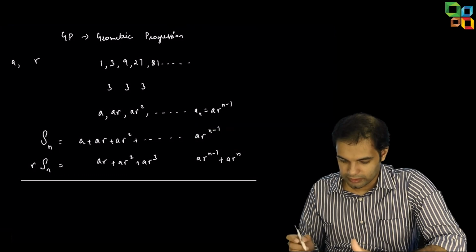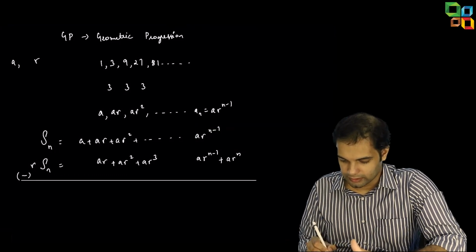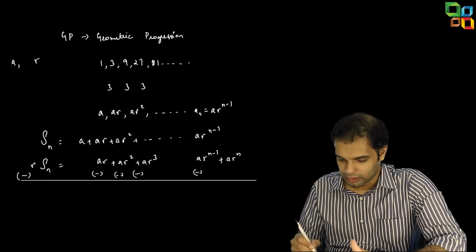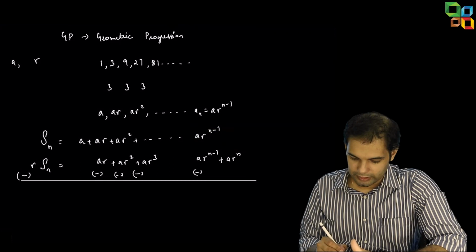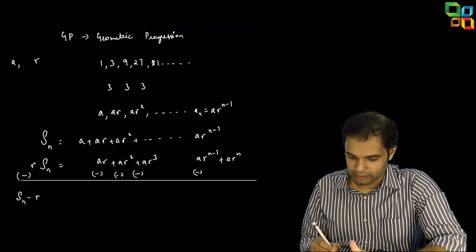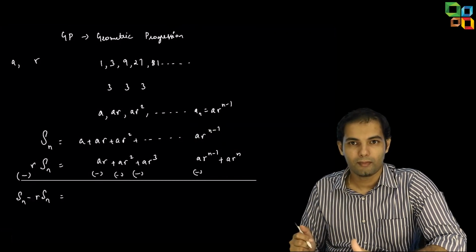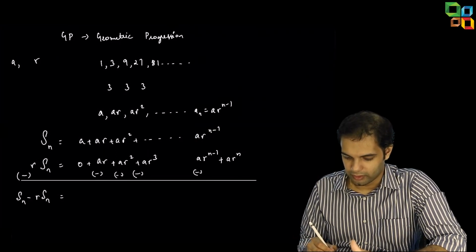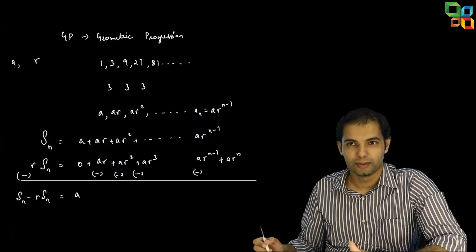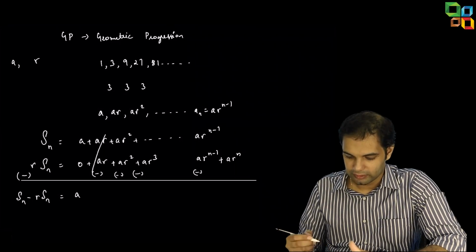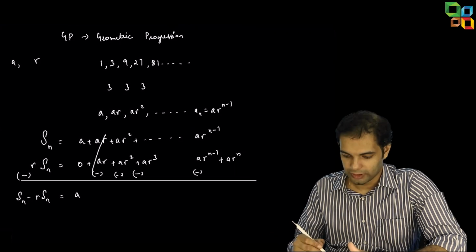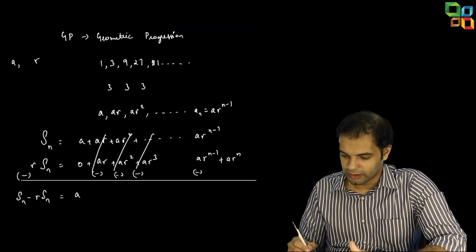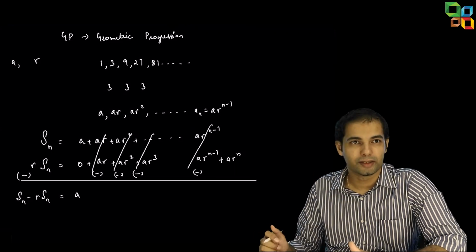Okay. Direct subtract. So look at this. All these signs will change, right? So here it will be Sn minus r into Sn on the left hand side. Fine. On the right hand side, this is 0 here, there is no term. So a minus 0 will remain, right? As a itself. Next, ar minus ar cancel. Again, ar square minus ar square, ar cube minus ar cube. So up to these terms, you can see all the terms are getting cancelled.